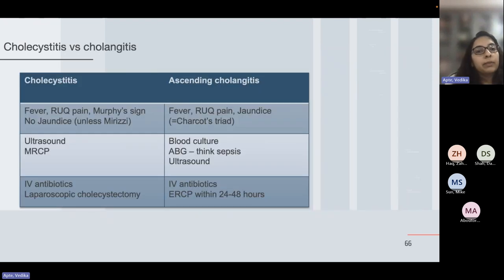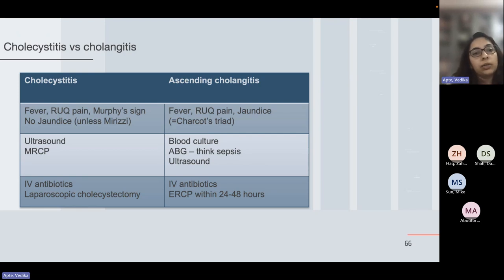Okay. So it's important to know how to distinguish between cholecystitis and ascending cholangitis. So like I said earlier, cholecystitis is when the gallstone is stuck in the cystic duct, whereas ascending cholangitis is when the stone is stuck in the common bile duct. So the location is important.